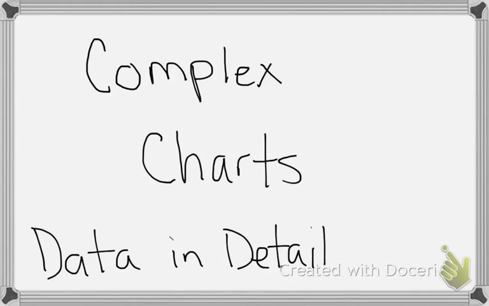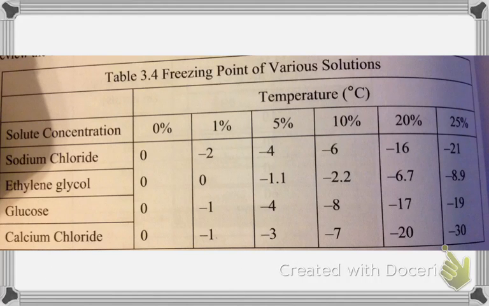Tonight's video is going to review the first part of data in detail for those of you that need assistance with this. We're going to focus on complex charts for this video. When we talk about a complex chart, we're talking about a chart that's got multiple columns, multiple rows, maybe multiple pieces of data for each category.